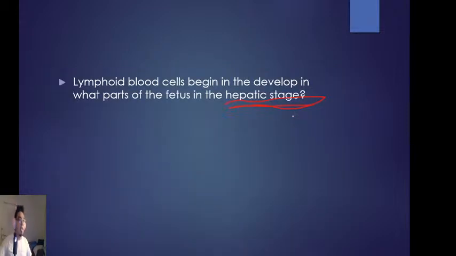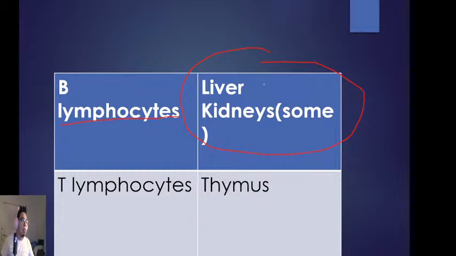All right? Because this is the middle path. The hepatic phase is the middle path of hematopoiesis. There's a middle way between primitive and adult hematopoiesis. Then we want to clear the air out for you guys. All right. So for B cells, it's in the liver and in the kidneys. For T lymphocytes, it's in the thymus.